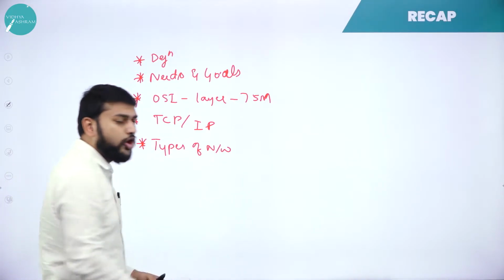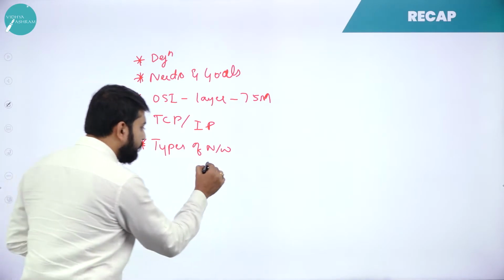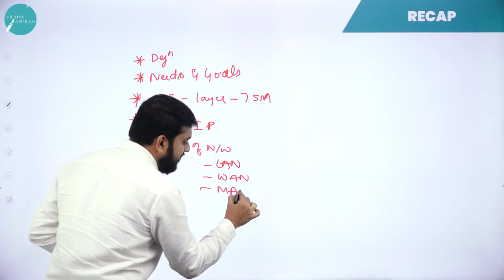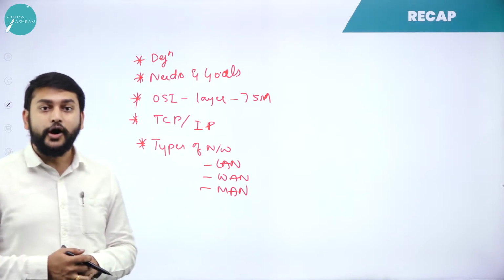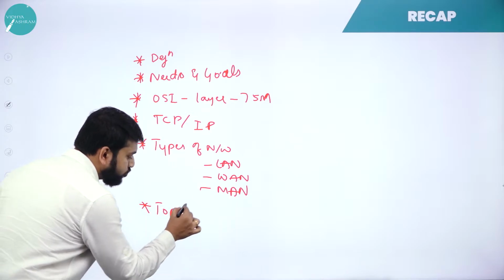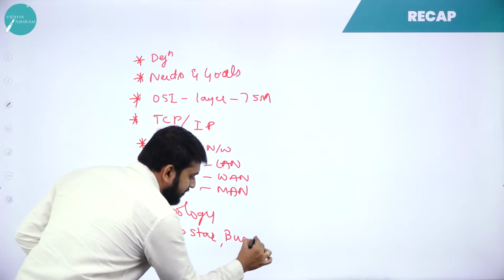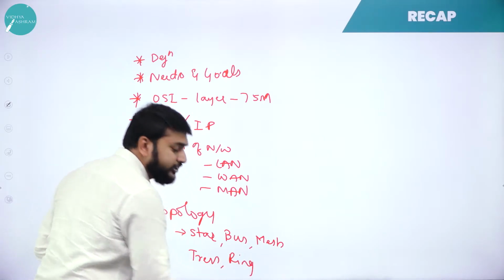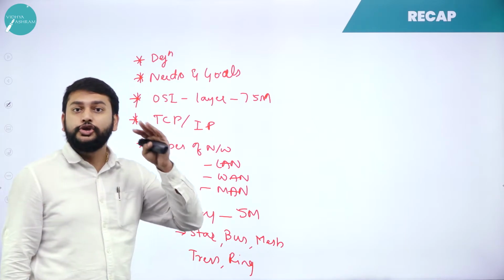Different types of networks. Can you all guess what exactly will come under the different types of networks? Of course. Please remember, we have LAN, WAN, as well as MAN. These are the 3 different types of networks that we have. And then the next important thing that we discussed in the previous sessions is all about the topologies. We have star, bus, mesh, and also tree and ring topology. These are the different topologies that we have discussed. Again, this is a 5 marks important topic that you should never miss.